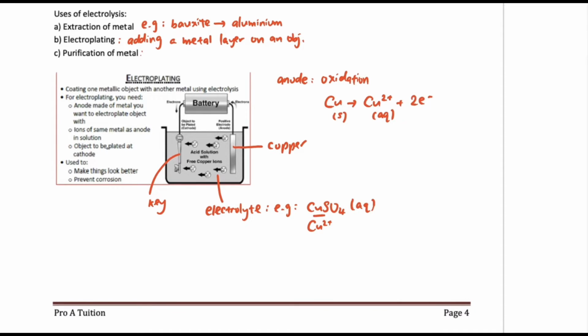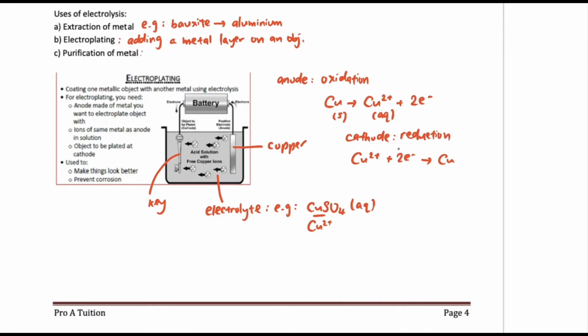Okay, next point, object to be plated at cathode. The key where we want to put the copper layer on, we put it at cathode. What happens at cathode is reduction, and reduction means receiving electrons. The Cu2 plus in the electrolyte will go to the cathode because the cathode is negatively charged, and then they will take electrons from the cathode and become Cu. So the copper atoms will stick on the key and form a copper layer.